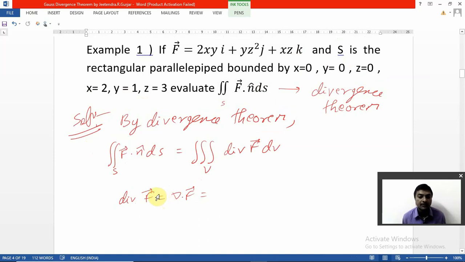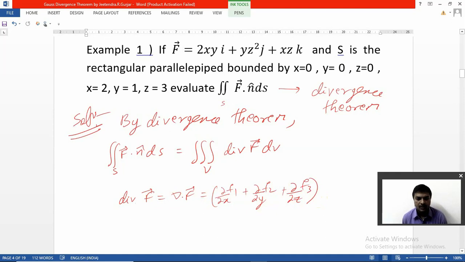Many examples we have done in vector calculus. So please solve this problem, and this will be equal to, students, yes, ∂/∂x f1 plus ∂/∂y f2 plus ∂/∂z f3.